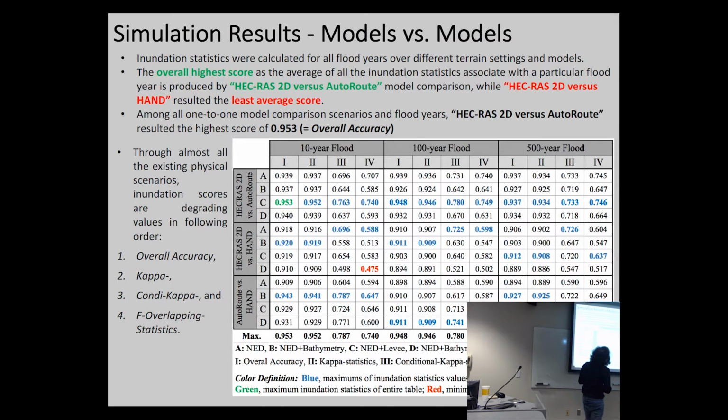But the good thing is that as we go from 10-year to 500-year flood events, the models become worse and worse. And the reason is that for high flow values, they may be less sensitive to abrupt change. But for low flow values, the water is more confined in the main channel or in the topography. That's why you may expect to have better results for low flows.